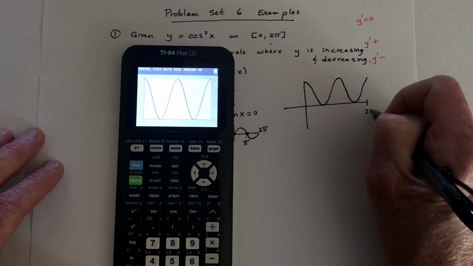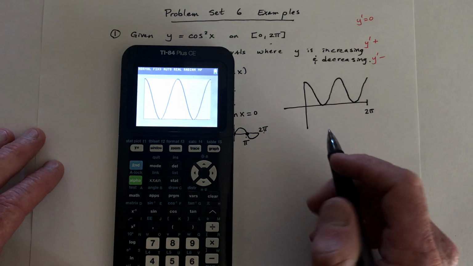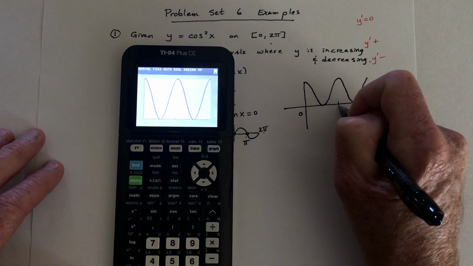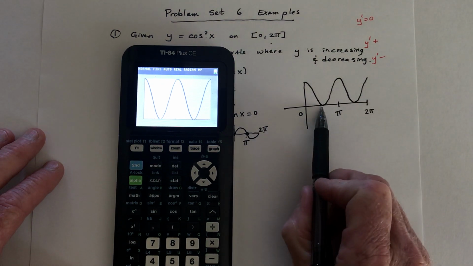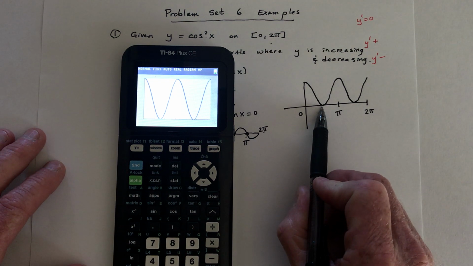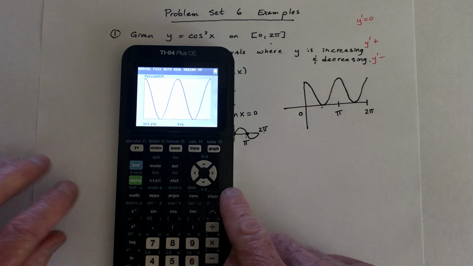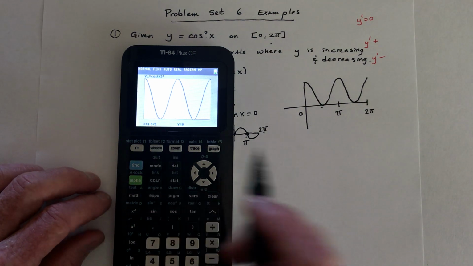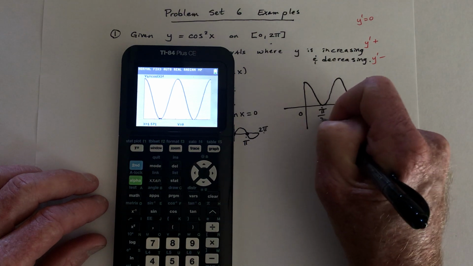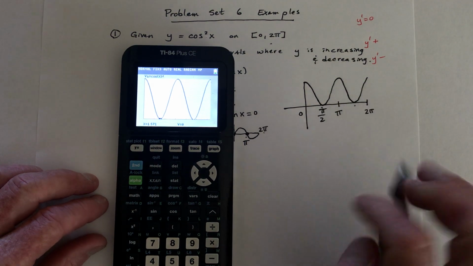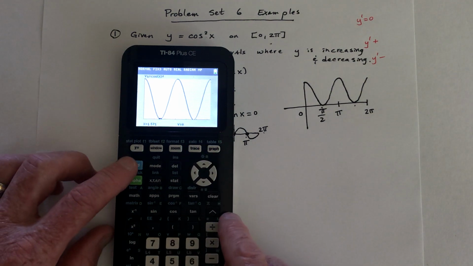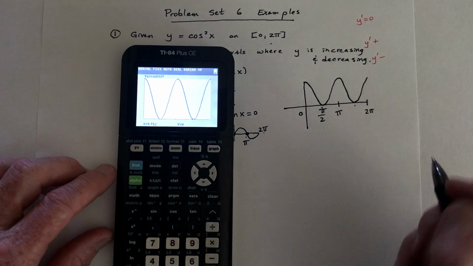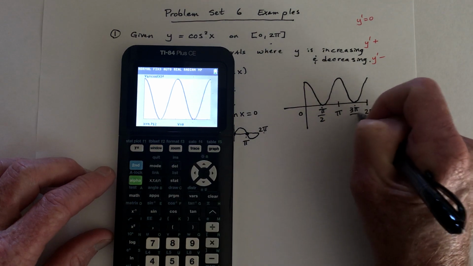Okay, right there's 2 pi. So it should be that this is 0. In the middle would be pi. So this right here, that should be pi over 2. I want to test that. Trace and put in pi divided by 2. Yep, the cursor's right there. This is pi over 2. And then this one should be 3 pi over 2. So trace and test 3 pi over 2. And the cursor's right there. So this is 3 pi over 2.